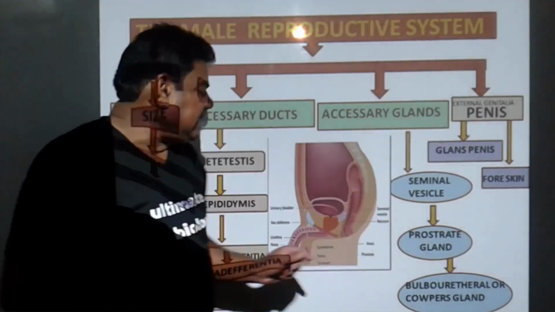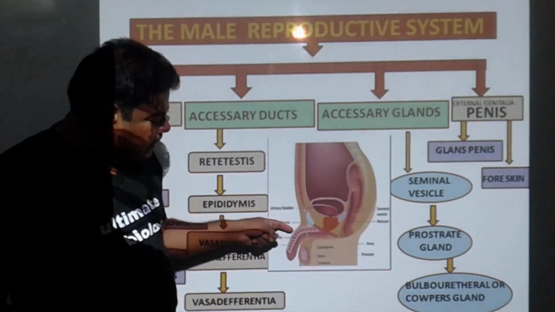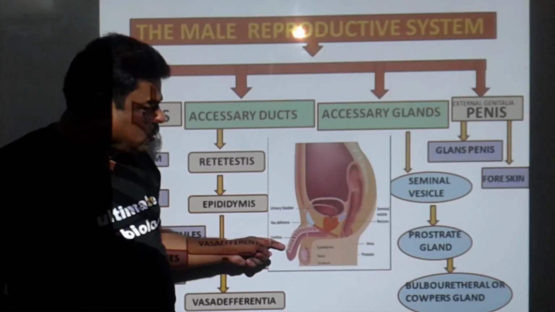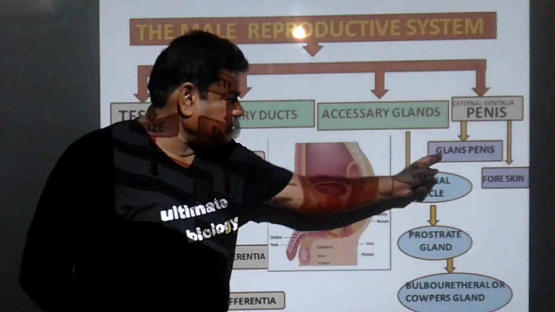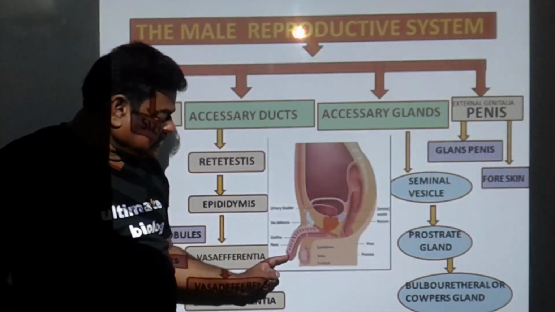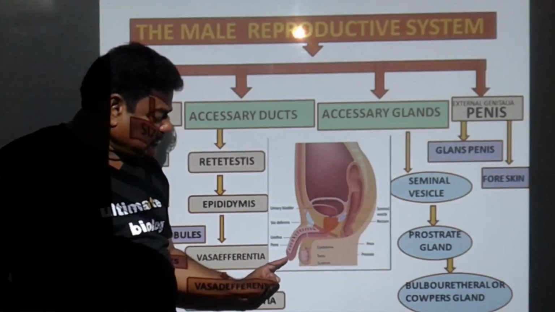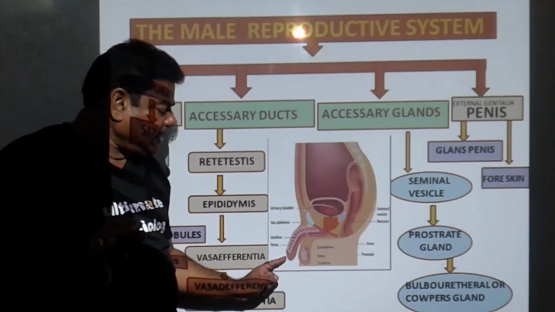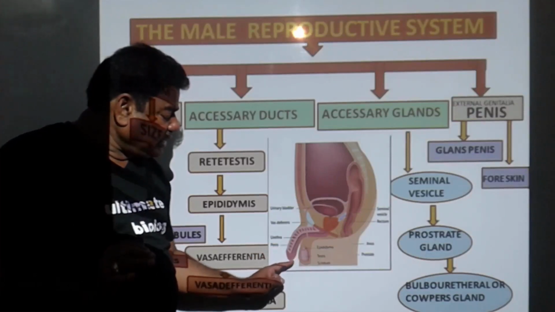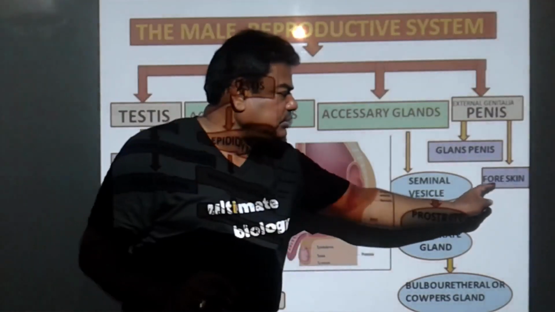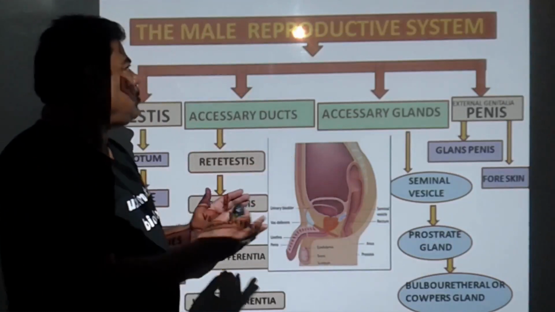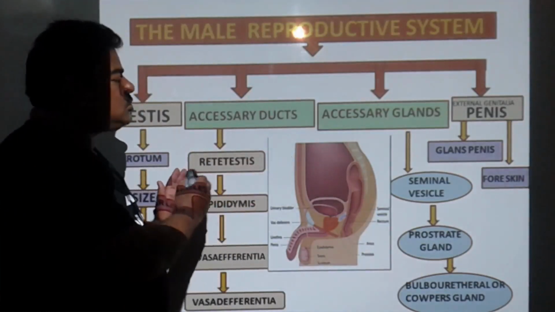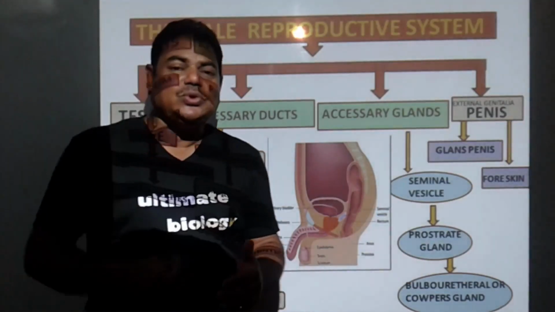Then the external genitalia, that is the penis. This one is the penis. It consists of the glans penis, the structure present at the tip of the penis. This structure is the glans penis, covered with skin known as the foreskin. So this is all about the parts of the male reproductive system.